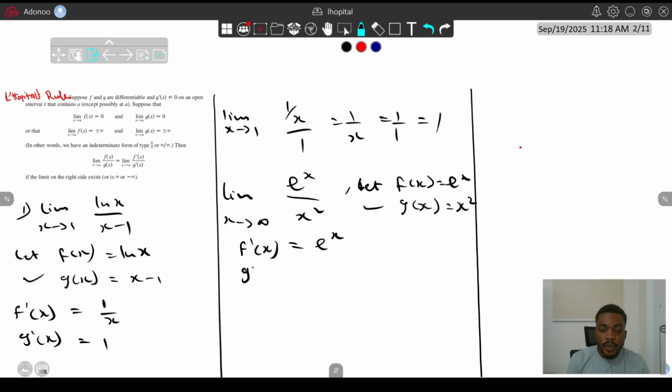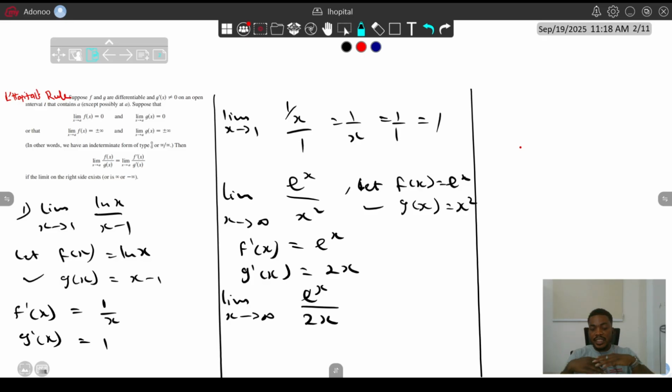So we have g prime of x, which is equal to x. Now, if we insert this into the function, we are going to have limit as x approaches infinity of e raised to the power x all over 2x. Notice that we still have x in both the numerator and the denominator. For that matter, if we insert the limit point, which is infinity, we are going to have e raised to the power infinity over 2 times infinity, which still gives us infinity over infinity, which is also what?